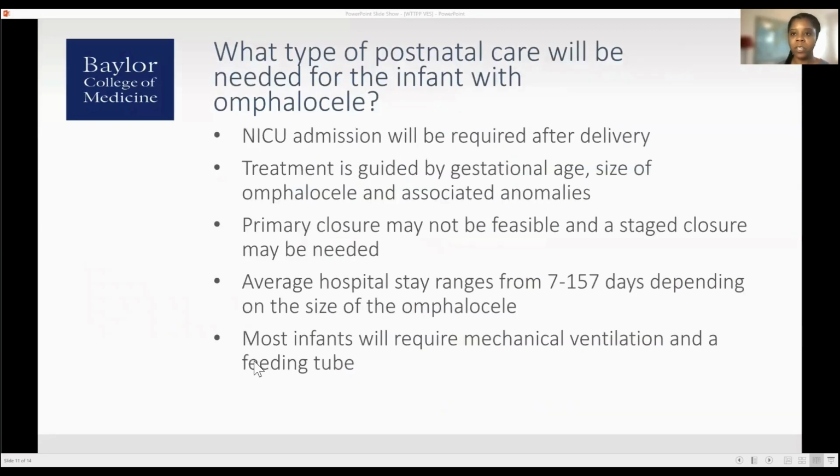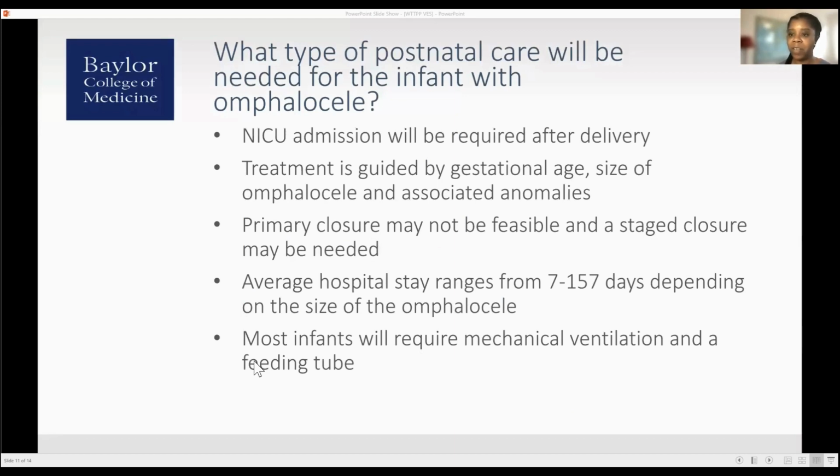So in the postnatal period, infants with omphalocele will need ICU admission. And the pediatric surgery team will guide treatment based on their gestational age, the size of the omphalocele, and any associated anomalies. Primary closure may be feasible in some cases, but oftentimes a staged closure is needed. And the size of the omphalocele, the length of the staging process to close the abdominal wall defect, associated anomalies and syndromes vary widely with each omphalocele case, and therefore the hospital stay may have a great range as well.